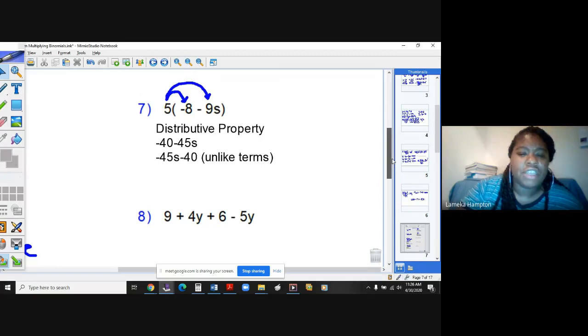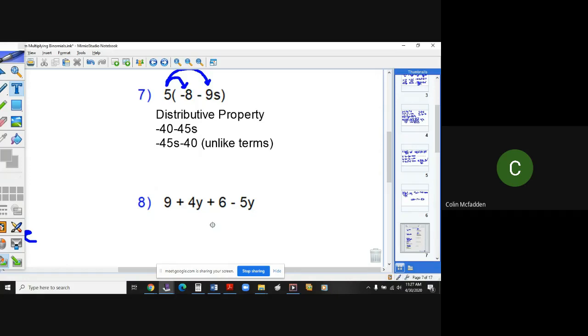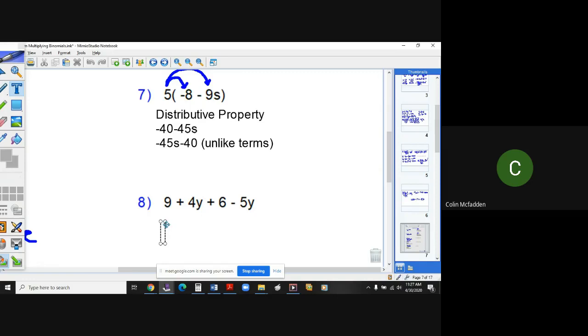All right. So let's look at number 8. The good news is with number 8, we do not have distributive property here, but we do have some like terms that are going around. So tell me what my like terms are for number 8. The 9 and the 6. Okay, I have the 9 and the 6. And the 4y. And the 5y. Yep.